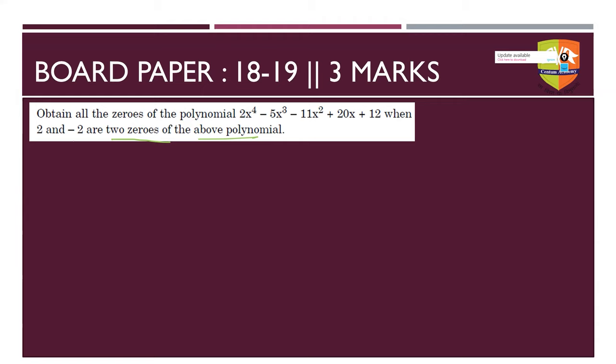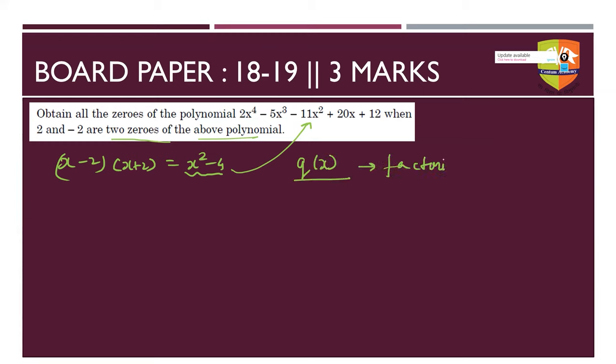So hence, what are the factors here? Here the factors are x minus 2, x plus 2. That means x square minus 4. So this is the divisor. Divide this entire polynomial by this. You'll get another quadratic expression. Factorize it and equate to 0. You will get the other two roots. This is the root for this one.